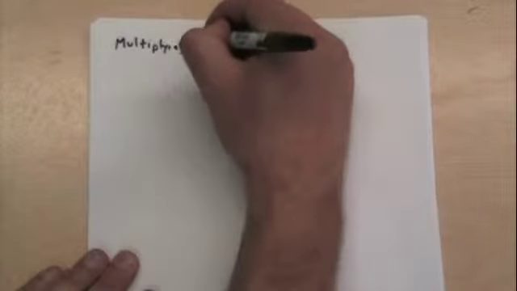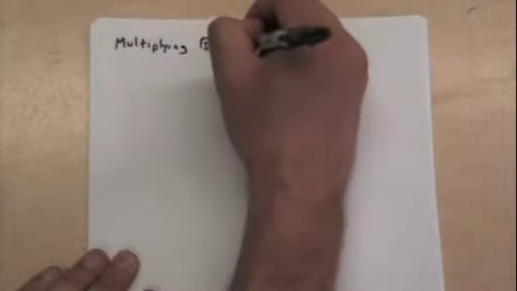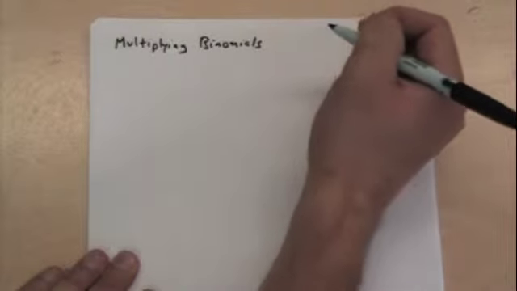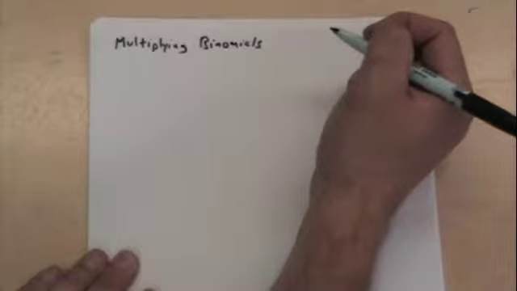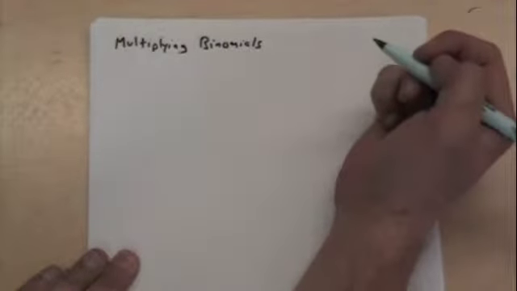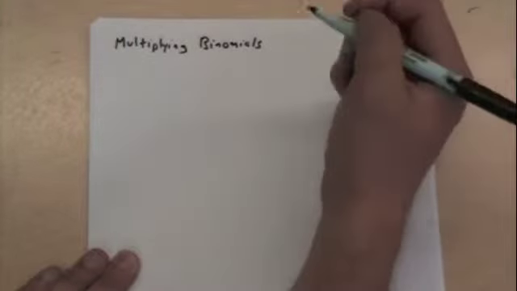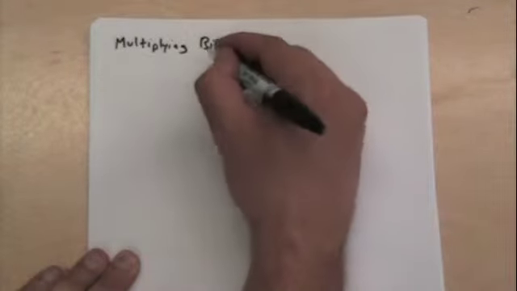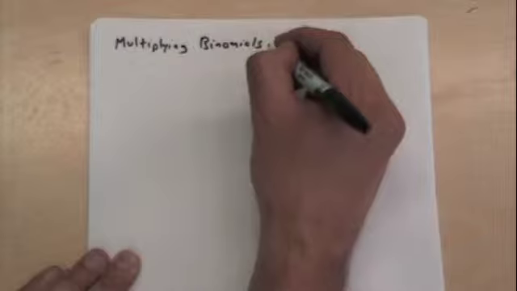If we need to multiply binomials, we're going to talk a lot about binomials and trinomials and other nomials later after spring break. But first of all, binomials: bi is 2, so it just has 2 terms in it.